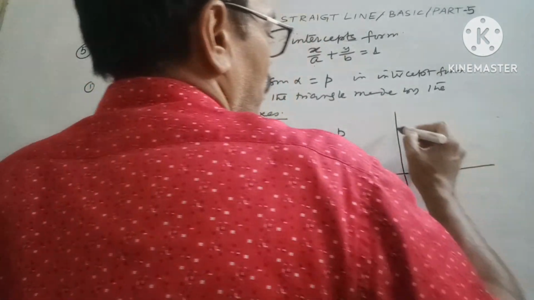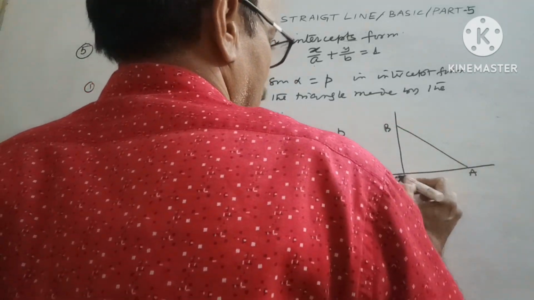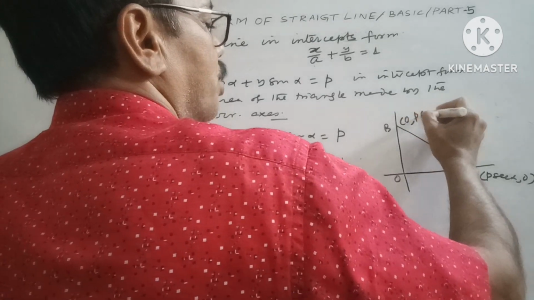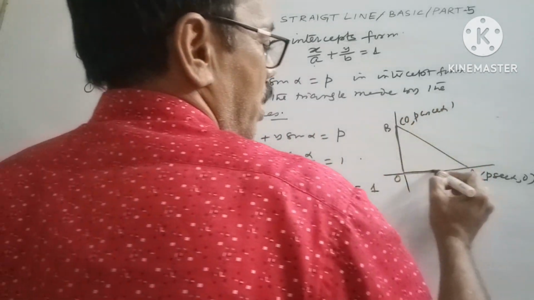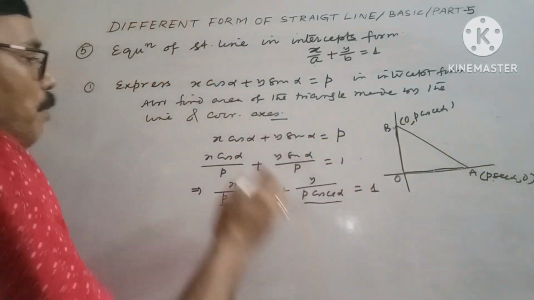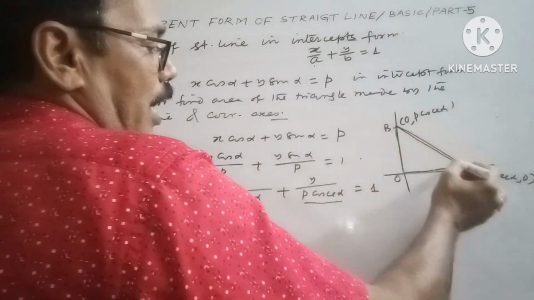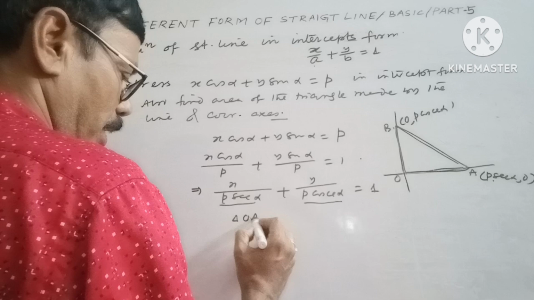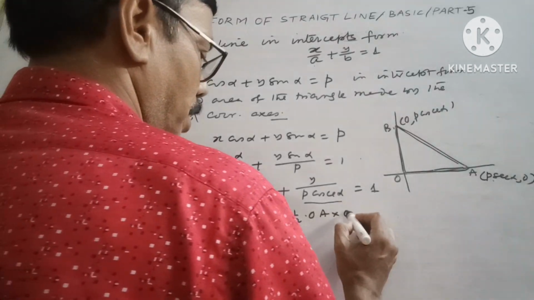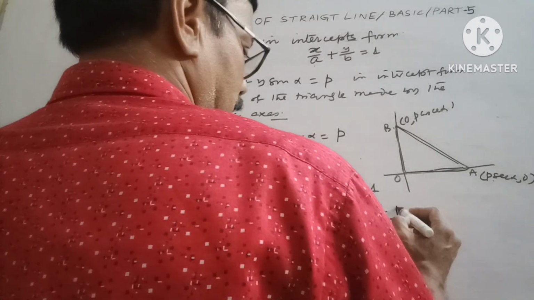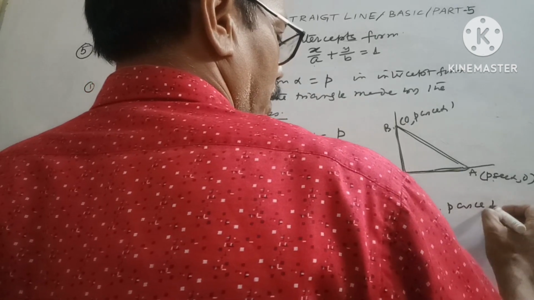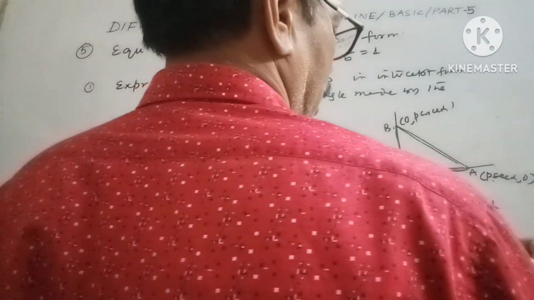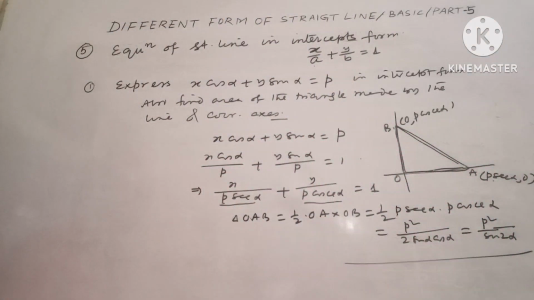Now the second part. The x-intercept is p sec alpha, and the y-intercept is p cosec alpha. So OA is p sec alpha and OB is p cosec alpha. Find the area of the triangle made by the line and the coordinate axes, that is the area of OAB. Area of OAB is half into OA into OB, base into altitude, half into p sec alpha into p cosec alpha. So p square by 2 sin alpha cos alpha. So this will be the area.